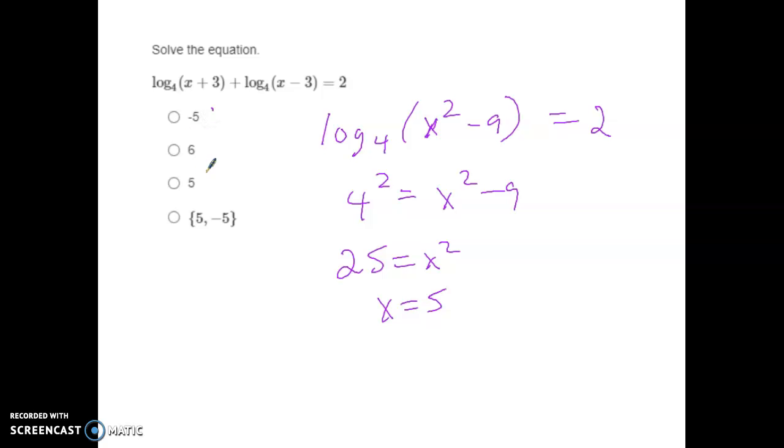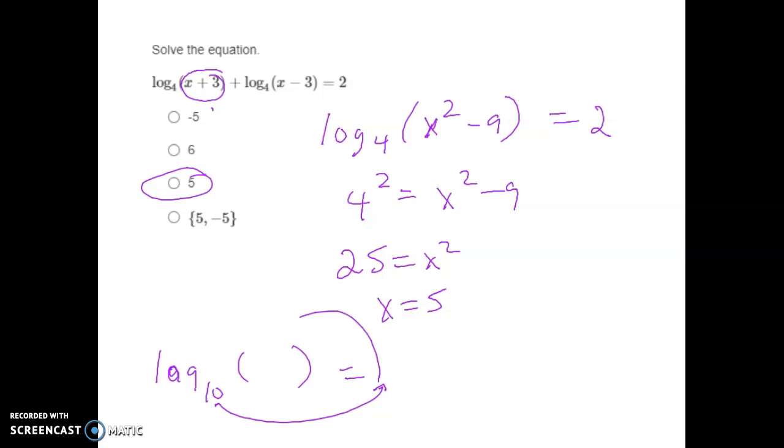It can't be negative 5 because, as I've explained before, this value here can't be a negative because, remember, if we have log base 10 of something equals 10 to the what power, it can't be a negative. We could have 0, so it could be 10 to the 0 is 1. We could have fractions. We just can't have a negative, so we know it's 5.